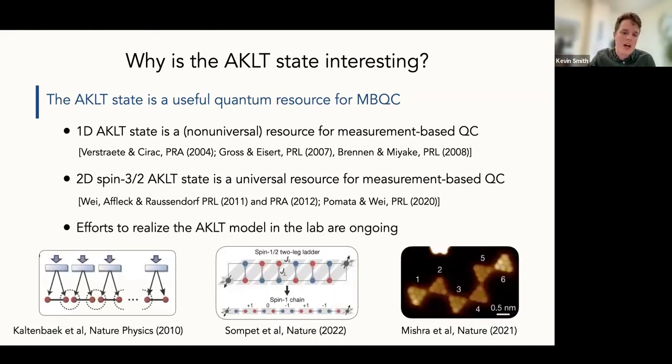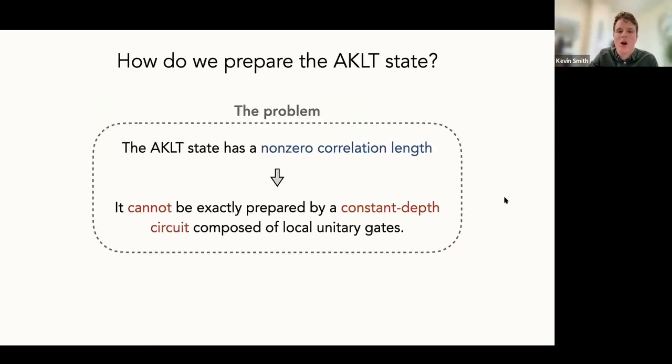I won't talk about this in this talk, but I'll just mention it if you're interested. And because of all of this and the interesting features which I previously showed, efforts to realize the AKLT model in the lab have been ongoing for some time. One of the first experiments was back in 2010 in a photonic platform, but there have also been recent experiments, for example with trapped ions, as well as more of a material science approach in something called nanographene.